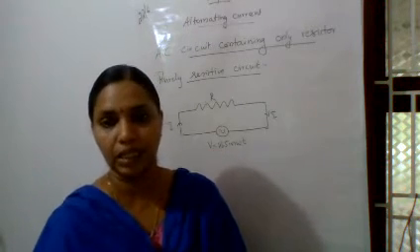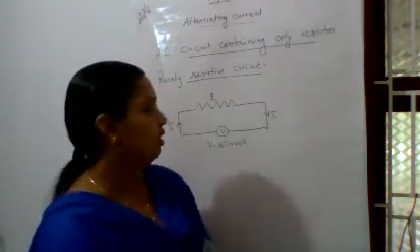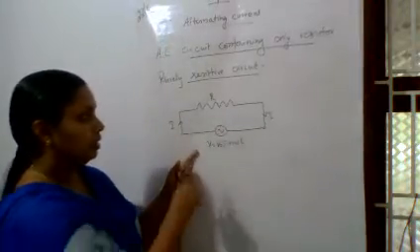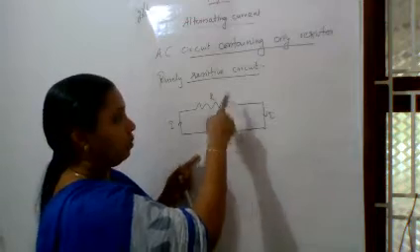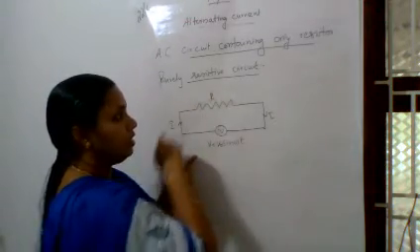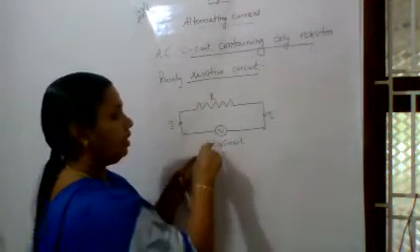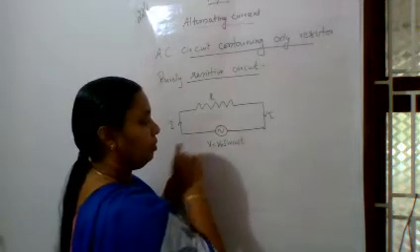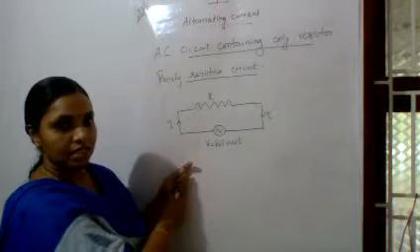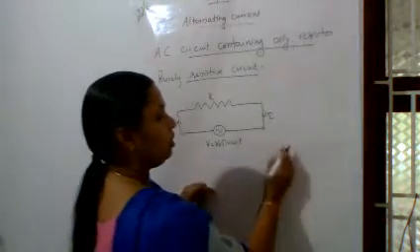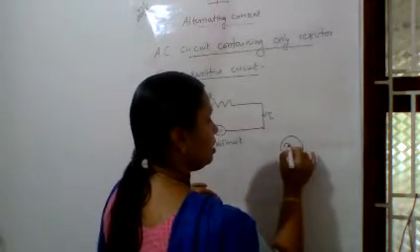Is it similar to DC? Here is the diagram. I have considered a resistor. You know how to represent a resistor, and its resistance is R, and it is connected across a voltage source. That is the alternating voltage source, and this is the symbol. Alternating voltage we are representing by this symbol like this.